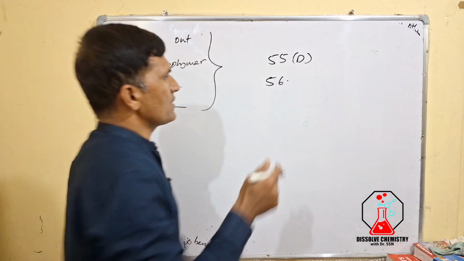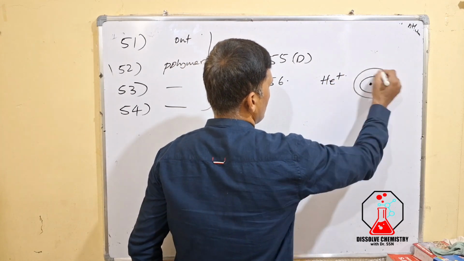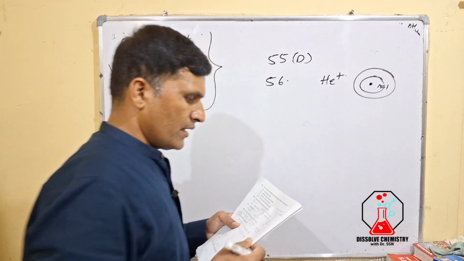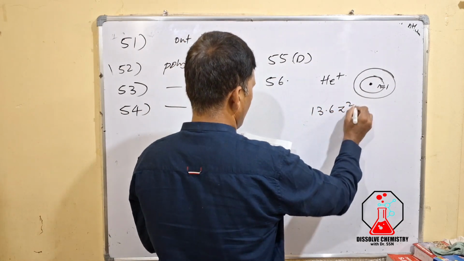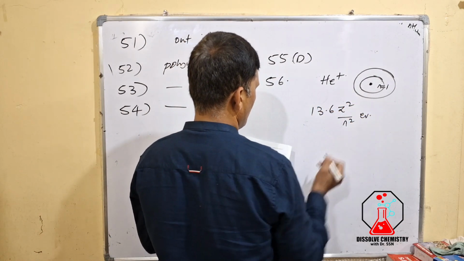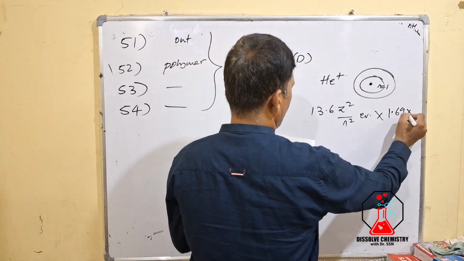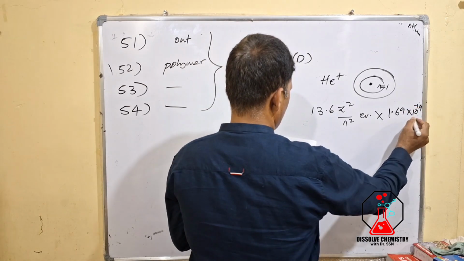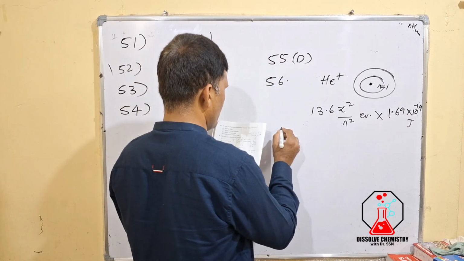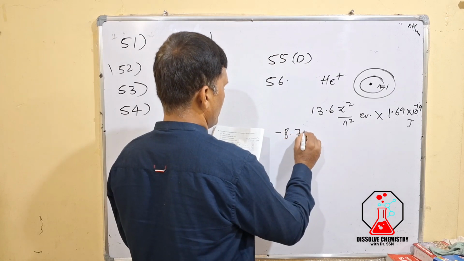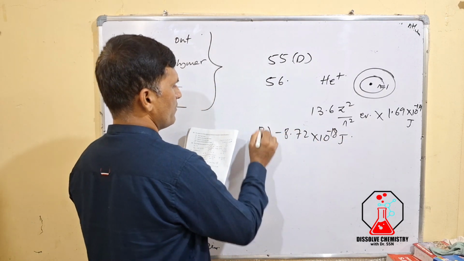The energy associated with the first orbit of helium plus, n is equal to 1. Okay, and it is being calculated with the formula 13.6 Z square by n square eV. You will be getting an answer, and if you multiply with 1.6 into 10 to the power minus 19, okay, so you will be getting the answer in terms of what? Joules, and that answer turns out to be how much? Minus 8.72 into 10 to the power minus 18 joules. Okay, your option is B.